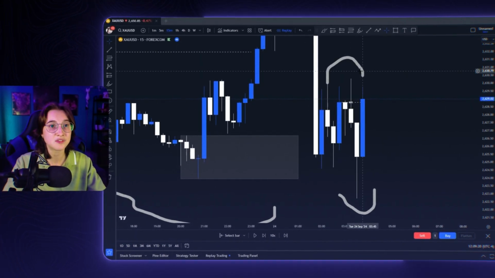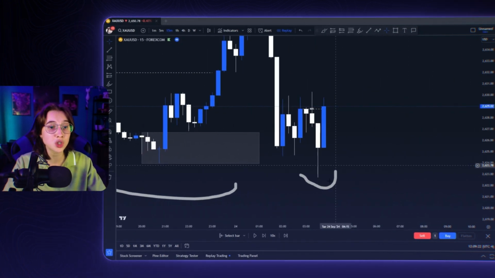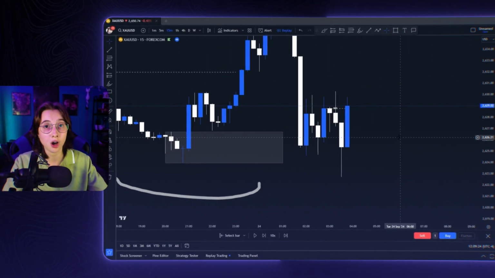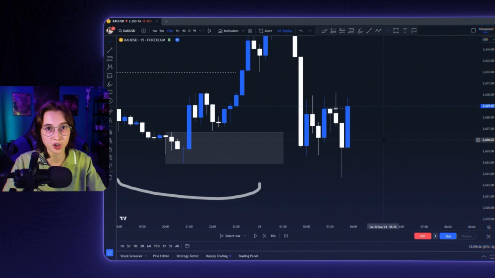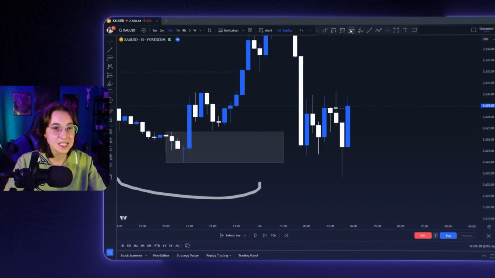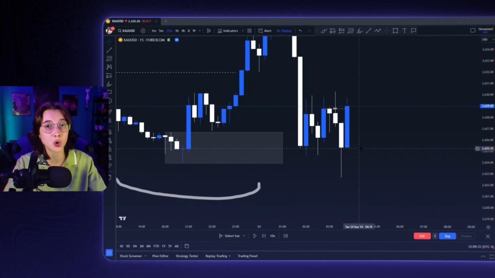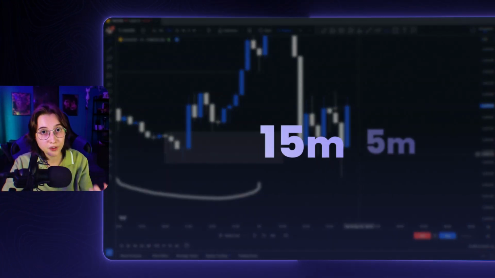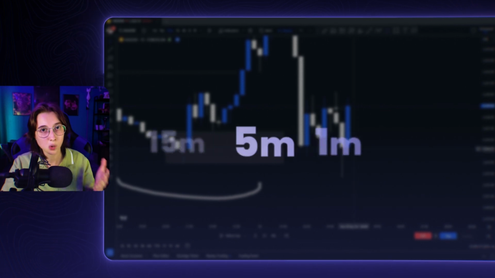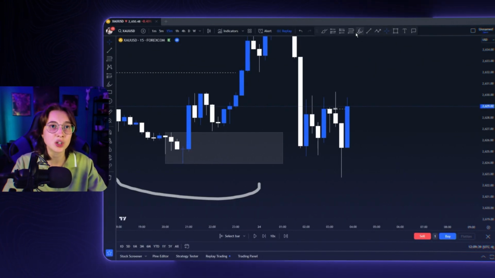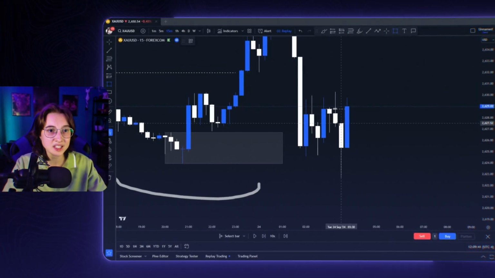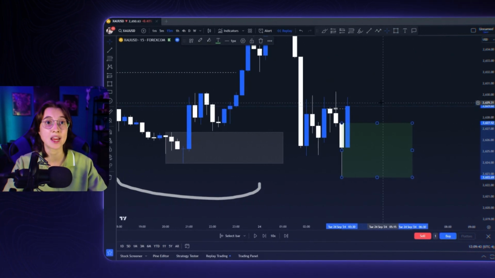So after we identified our valid break of structure, you're gonna go on a lower time frame to identify your valid POIs. In this case, to identify your most extreme POI, you're gonna go on 3 time frames: the 15-minute, the 5-minute, and the 1-minute. As you can see right here, we have this big 15-minute POI.